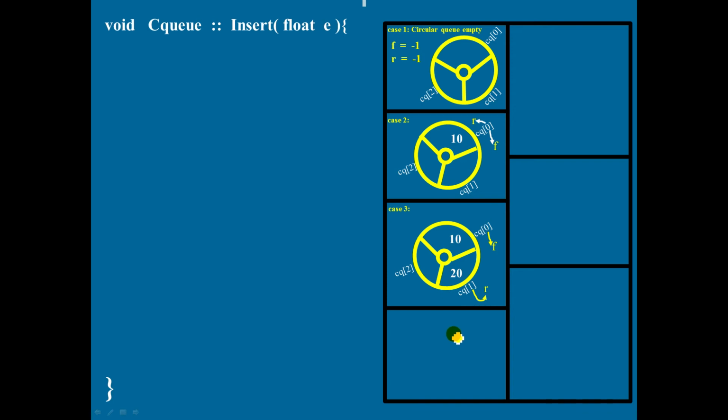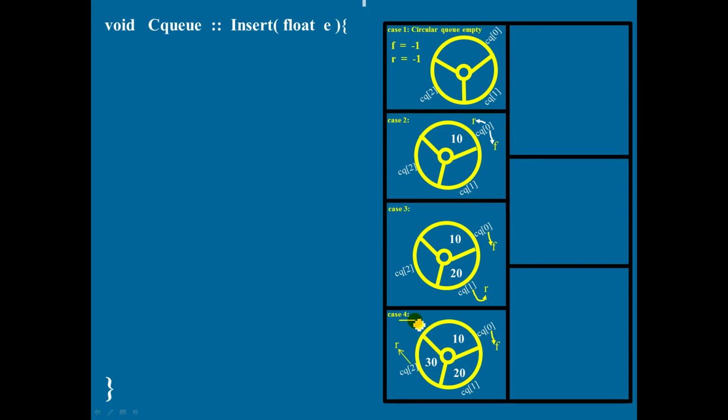Now in order to get the fourth case, you insert one more element. So this is the last element. The next element must come here, and in order to insert the next element here, it is r plus plus, so that your r becomes 2, and to CQ of r, the next element can be inserted. Now insertion is not possible because the circular queue is full.